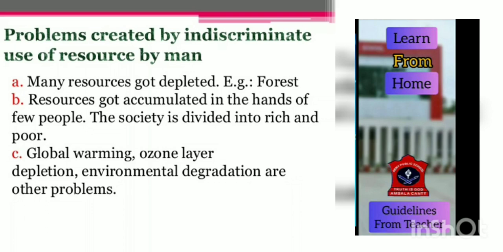Another problem associated with use of resources is the environmental problem. Indiscriminate use of resources leads to ecological crisis. There are problems such as that of global warming, depletion of ozone layer, degradation of environment, pollution of land, water and air resources.